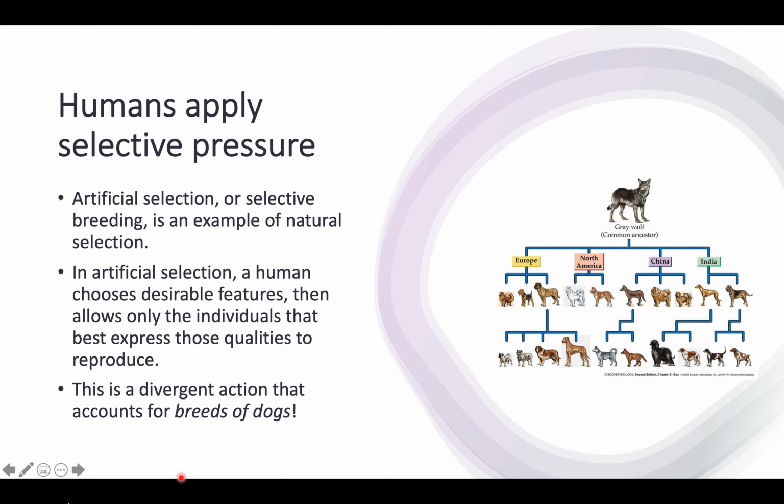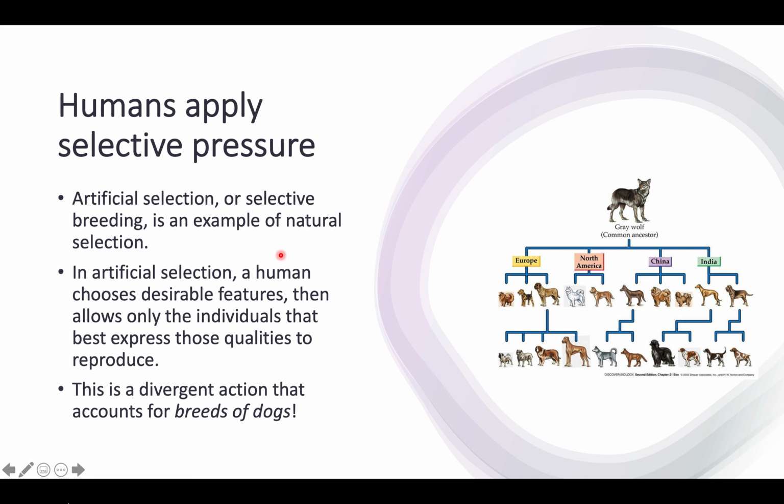Okay, so in the last slide, we talked about humans applying selective pressure to dog breeds, and I kind of want to dig into that a little bit more. So yeah, humans have the possibility of providing selective pressure. In this case, we have a common gray wolf, which is the ancestor for all of the dog breeds that we currently have on the planet today. And this happened because humans put selective pressure, or what we call artificial selection, on this gray wolf species.